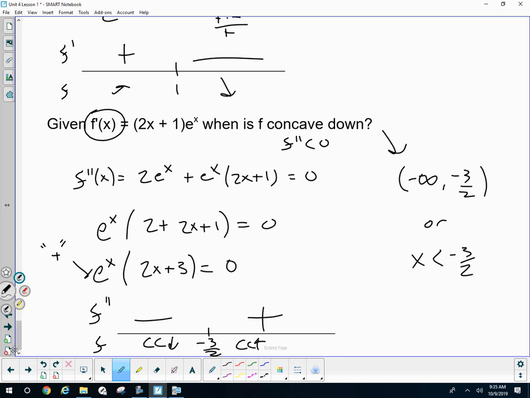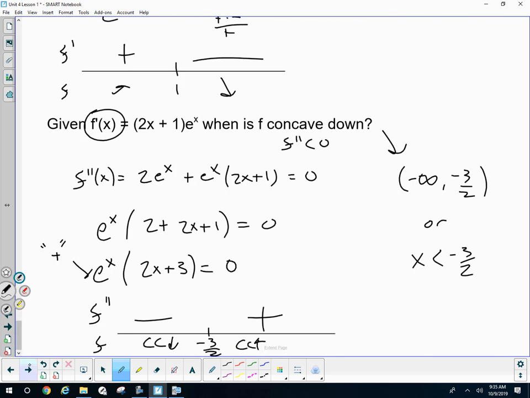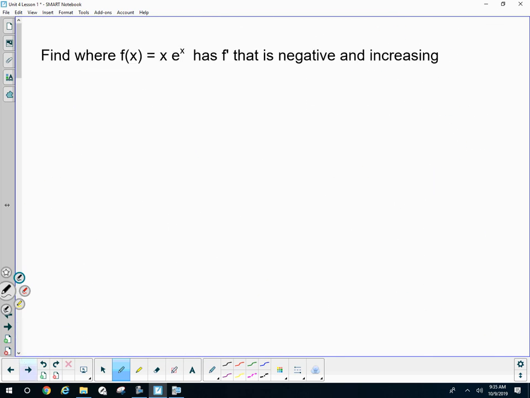Okay, so we see these are very similar in all of our approaches. We end up just factoring out an e to the x. All right, let's go a step further. We want to find when f has an f prime that is negative and increasing. Okay, so f prime that is negative, that's fine. I could do a sign analysis of f prime. F prime that is increasing, that is when its derivative is positive. Okay, so f prime negative, f prime increasing, f double prime is positive.